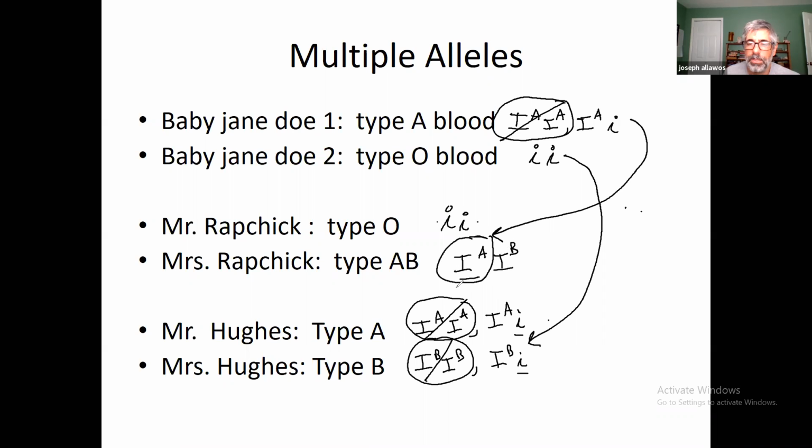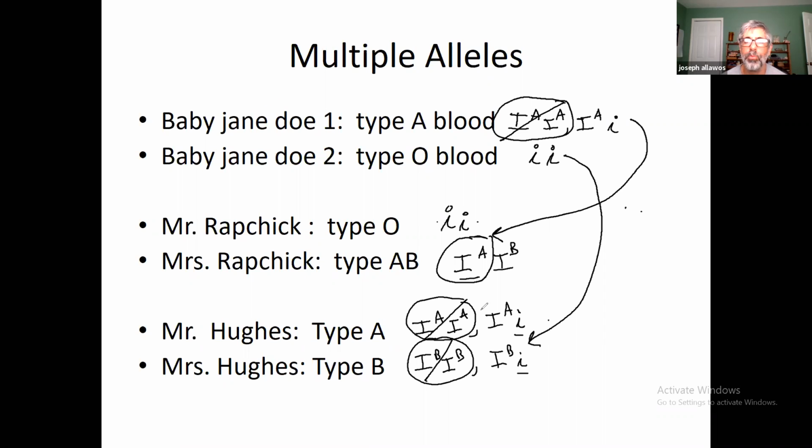So these are the ways that you can do these problems. You can work backwards. I can give you genotypes of offspring and ask you to tell me something about the parents, or we can work forward, and work in either direction.